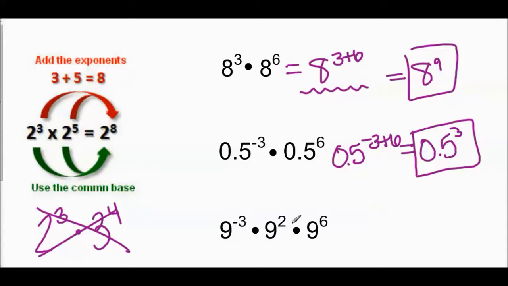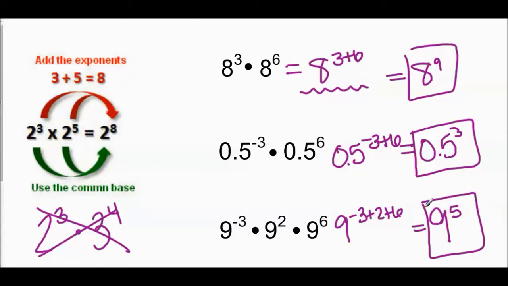I can do this when I have 3 powers being multiplied together. In my head, I'm saying that is 9 to the negative 3 plus 2 plus 6 power. So I have a base of 9. Negative 3 plus 2 is negative 1. Negative 1 plus 6 is 5. So that would be 9 to the 5th power.